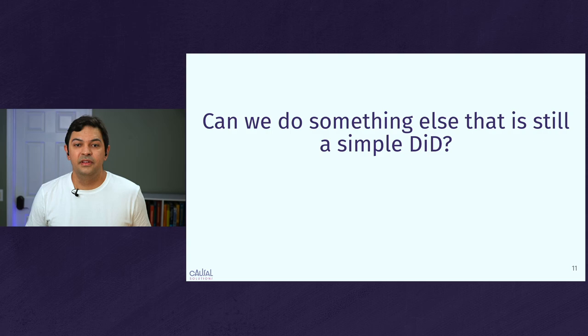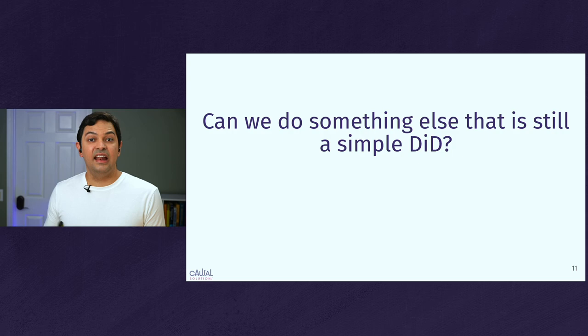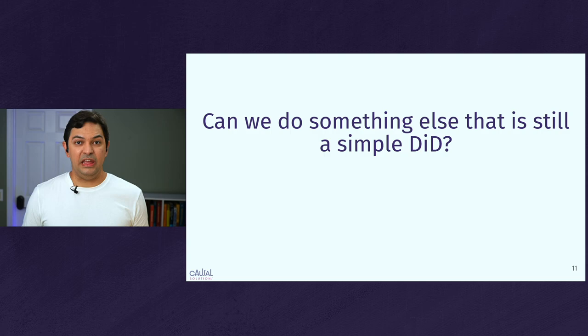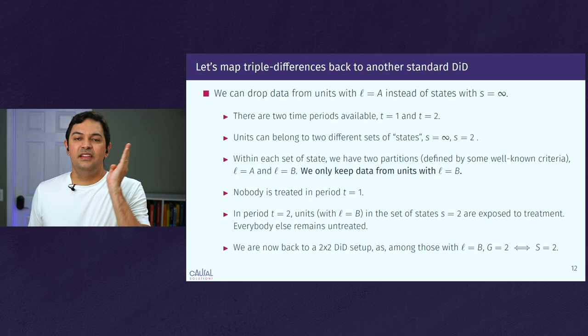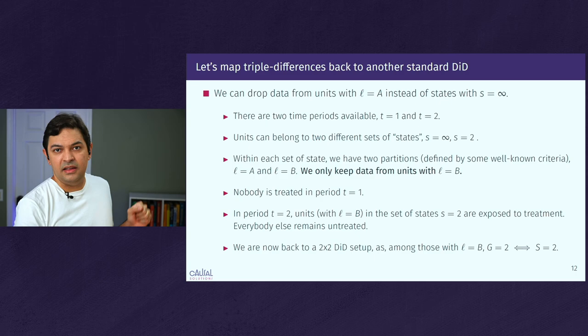Can I do something else that is still leveraging our knowledge of DID? Can I still do something related to this, but allowing for gender-specific trends and allowing for age-specific trends? Can I do something else? The answer is yes, we can do something else. Instead of dropping data from untreated states, now I'm going to keep that. I'm going to keep data from untreated states.